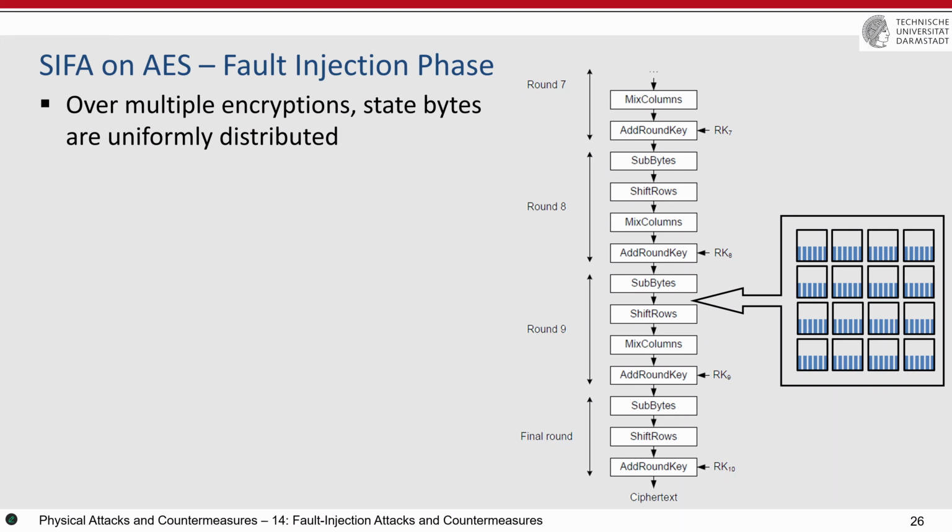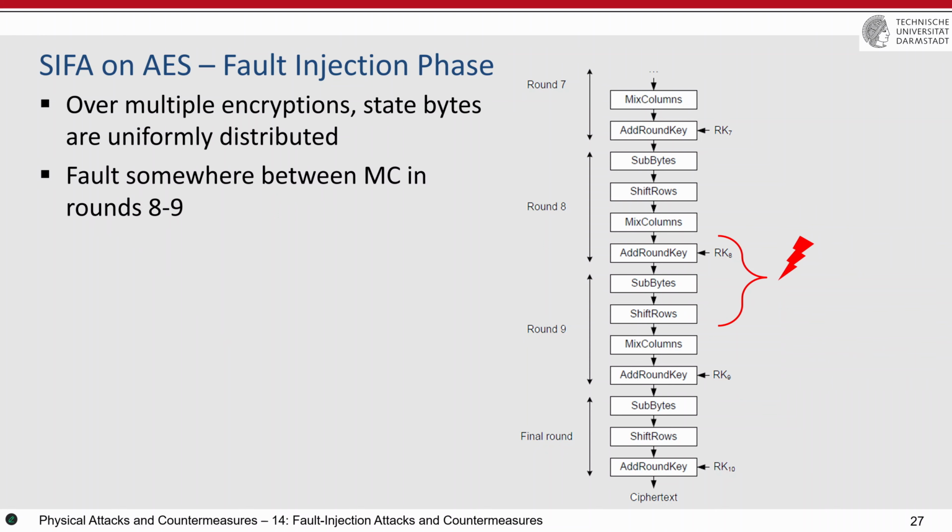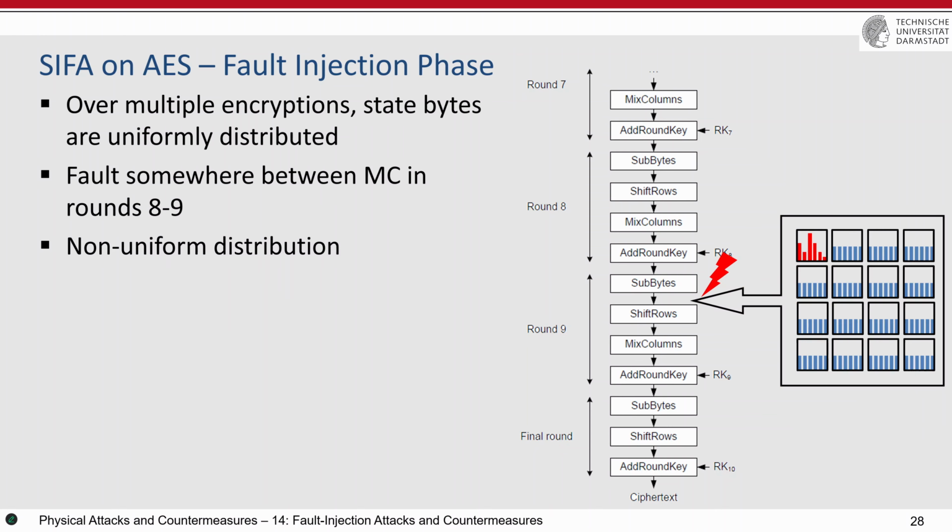Now we use the same concept, and we say that over multiple encryptions, state bytes are actually uniformly distributed. Each byte individually is uniformly distributed. If you have many plaintexts and ciphertexts, of course, you can say every column is uniformly distributed. Then we inject the fault, similar to before, between rounds 8 and 9, between the mixed column of them. And then, of course, the non-uniform distribution happens there.